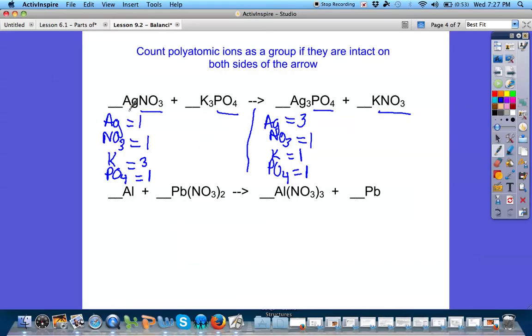Okay, so my silver and my potassium are unequal. Well, we can start either with potassium or silver. I'm going to start with silver. We need 3 silver, so we're going to put 3 in front of silver nitrate. That's going to give us our 3 silver, but that's also going to give us 3 nitrate. So now silver are equal, but potassium and nitrate are not equal. So we're going to need to change potassium nitrate in order to get our 3s over there. Now everything is equal. We're going to go back and fill in with 1s.